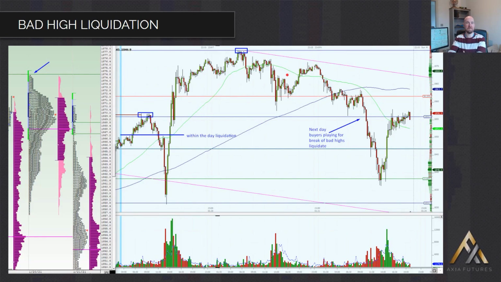Now, they're all going to have to give up somewhere. They can't just keep buying, hoping that this bad high breaks. So you will then get a point where they start to give up, and you actually get the opposite and the acceleration to the downside as the people building positions here liquidate the trade.